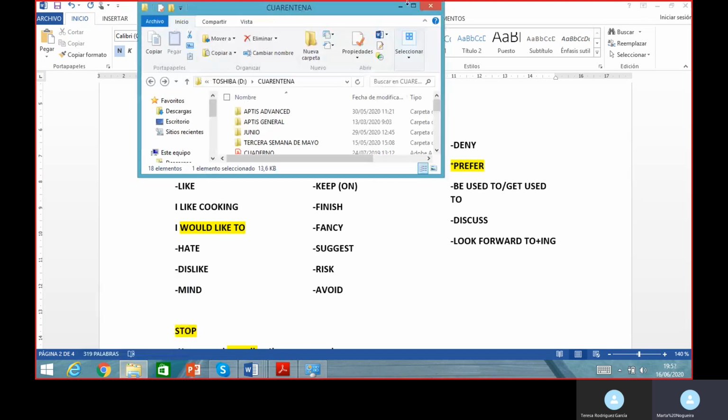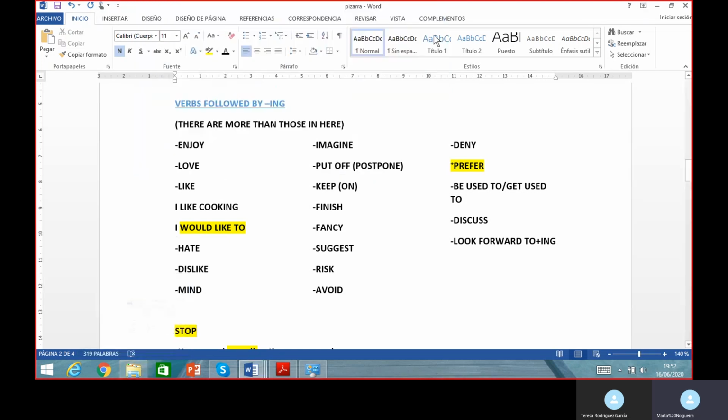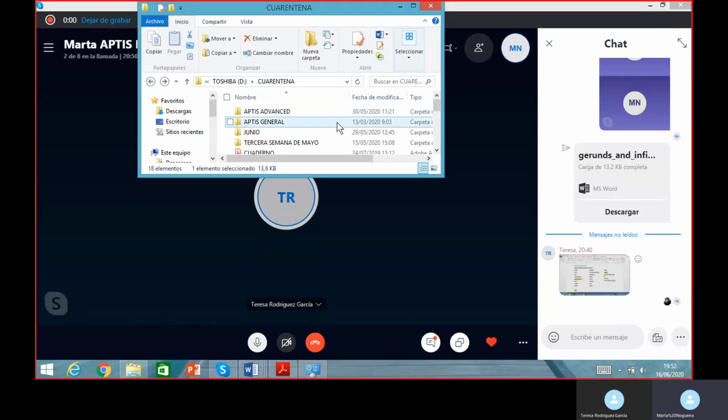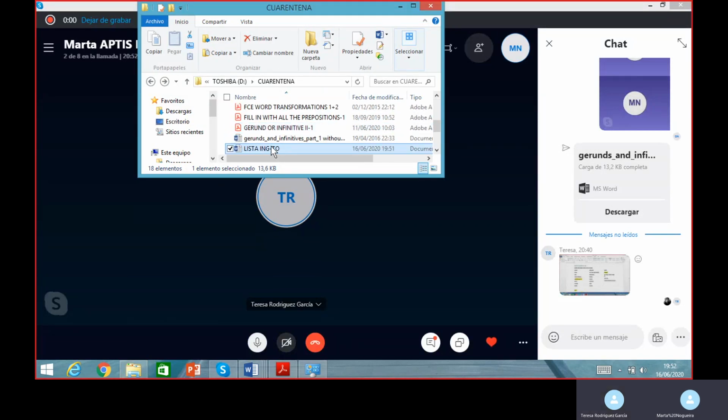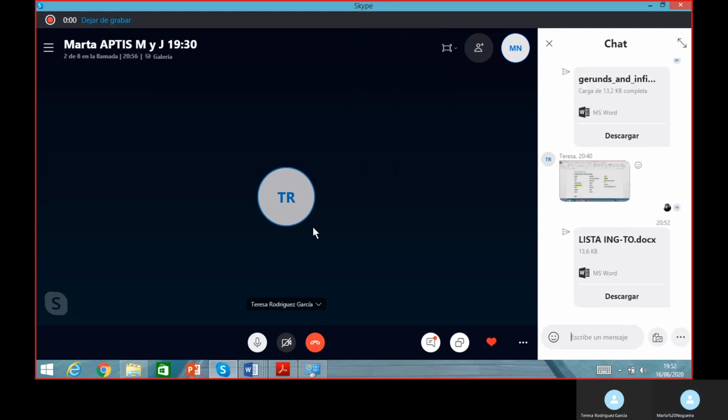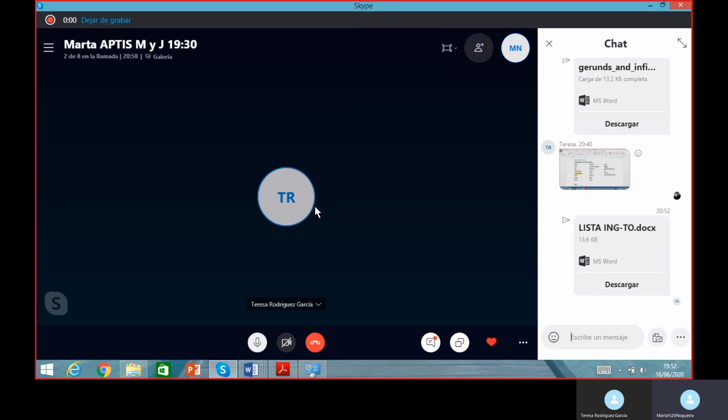A ver, yo os paso siempre muchas cosas y no todo esto es necesario para el examen. En el examen no es a lo mejor tan complicado. Es simplemente para avanzar vosotros. Siempre os digo lo mismo, but this is the truth. Vale, ahí tienes esa lista.